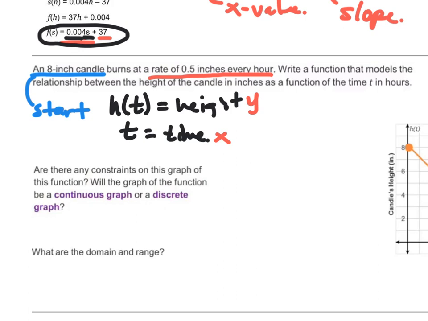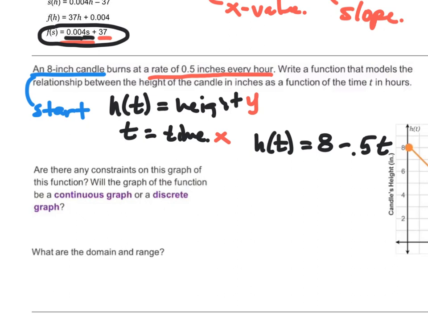If I wanted to write this, here's what I know. I know that h of t, we start out at 8, 8 inches. And then when the candle burns, what's going to happen to that height? Is it going to go down or going to go up? It's going to go down, right? It's going to burn. So I'm going to subtract off 0.5 inches per hour.